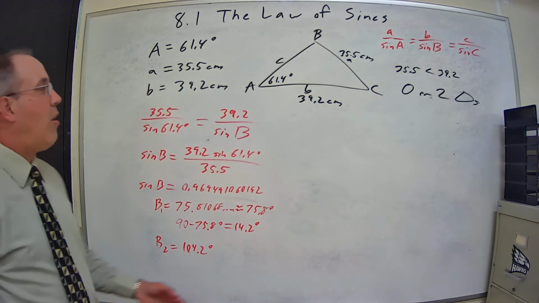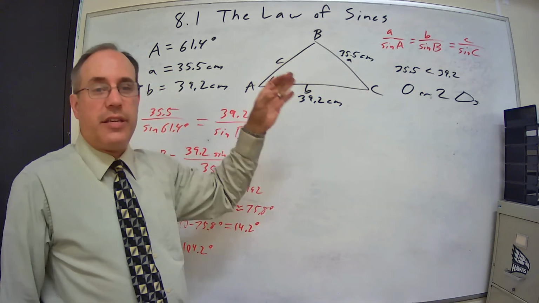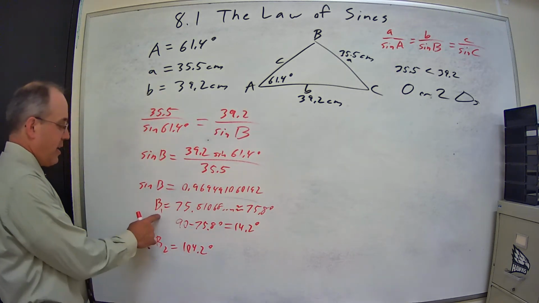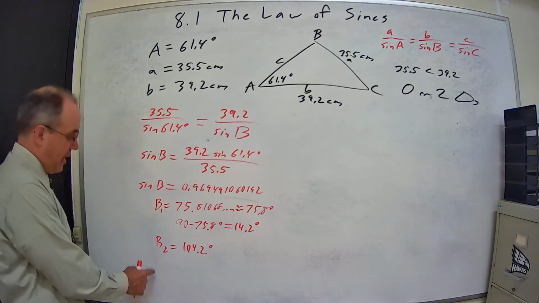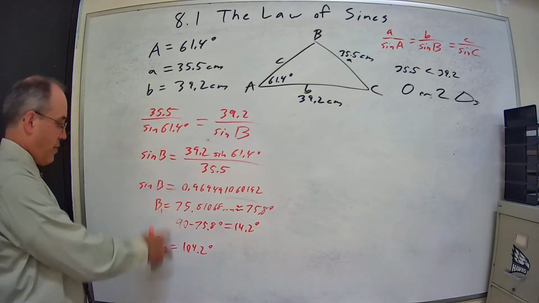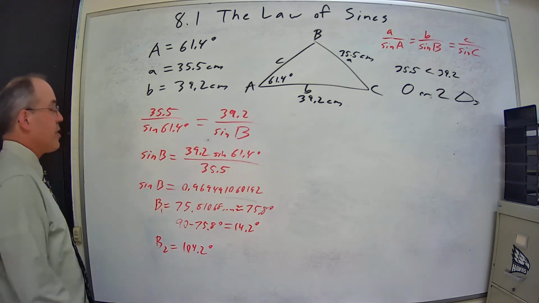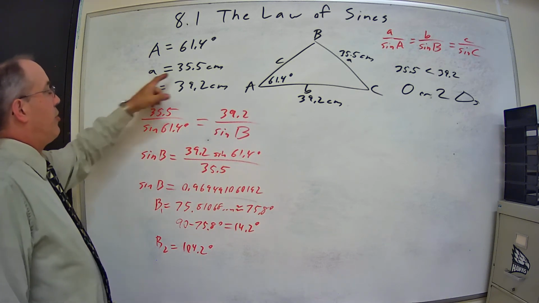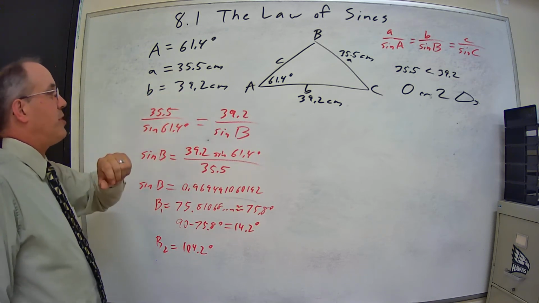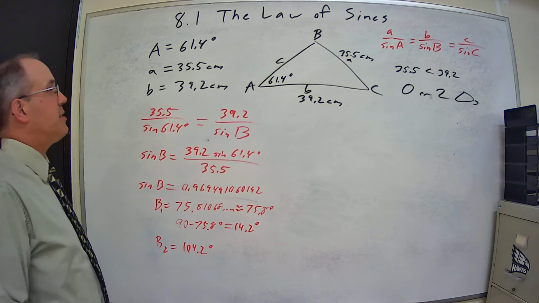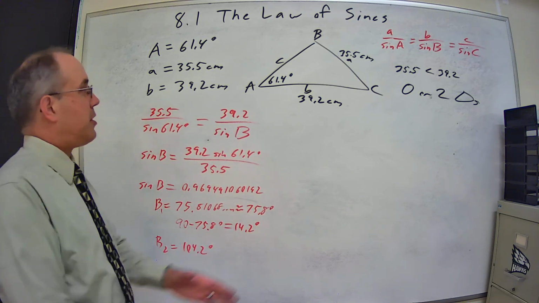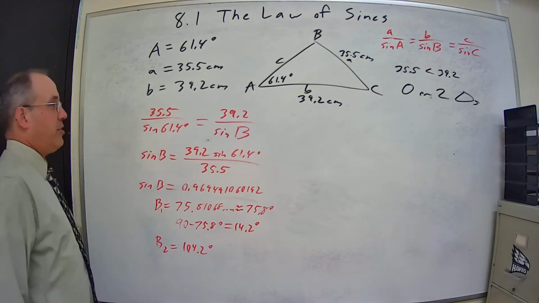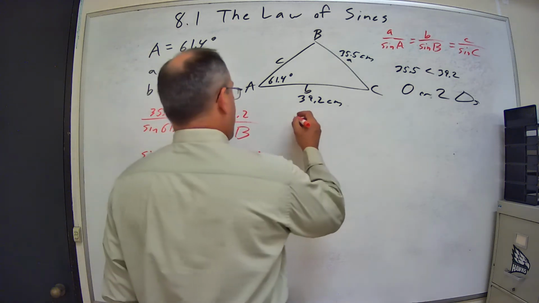We are now going to solve angle C and side C for both of those possibilities. Notice that I called the first one B sub 1 and the second one B sub 2. So I've got these two possible triangles. They're both going to have A equal to 61.4 degrees and sides A and B equal to 35.5 centimeters and 39.2 centimeters. Those are going to stay the same, but they're going to have different angles, and that other side is going to be different.